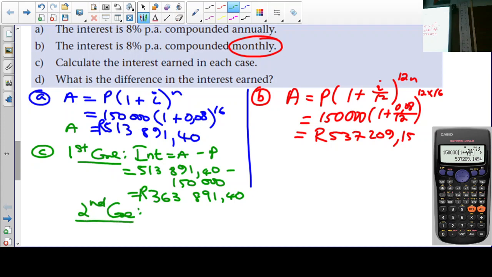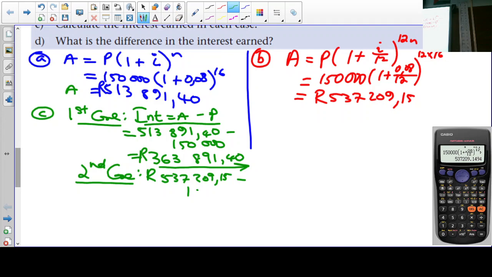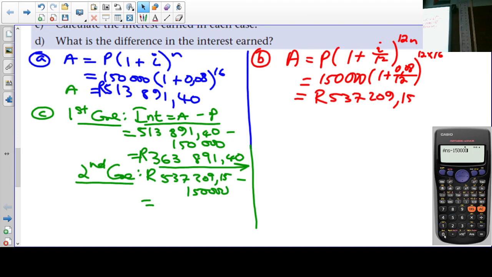Again, same formula. Interest is equal to A minus P. So it's 537,209.15 minus 150,000, which gives us 387,209.15. Will you guys understand?